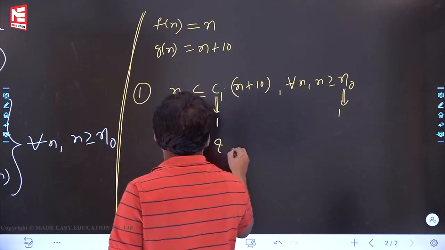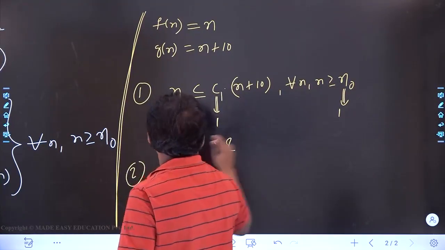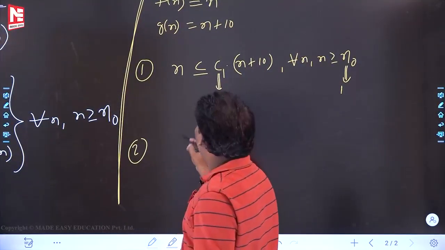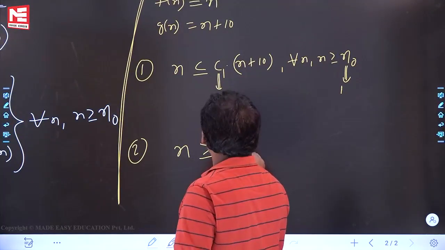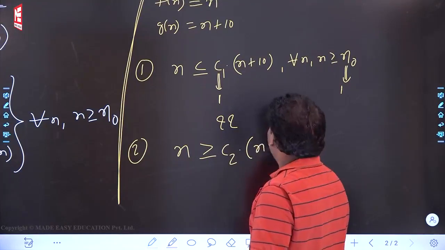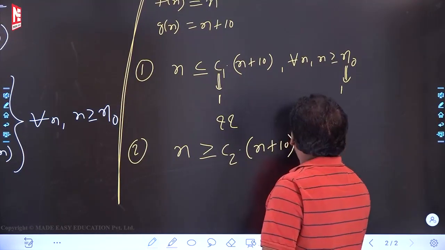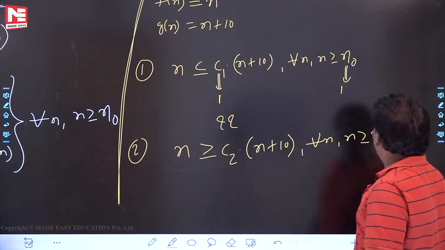Let's try one more. Let's try omega also. I tried big O. If I want to try omega, what is the answer? n is the same thing, greater than or equal to some C2 into g of n. What is g of n? n plus 10. For all n where n is greater than or equal to n0.